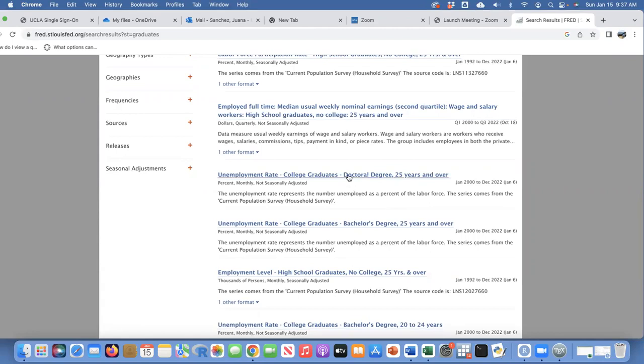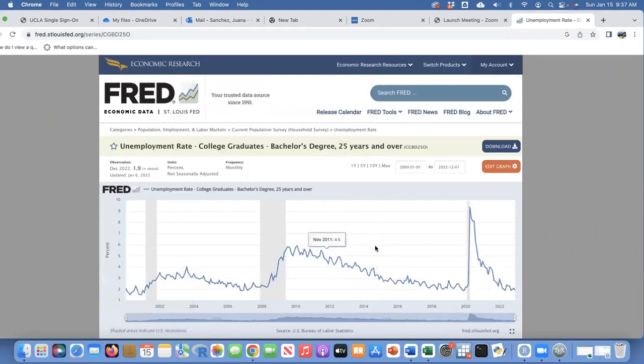So what I'm going to do is start by first plotting the bachelor's degree. As you click on the variable, FRED is going to plot it, and it's going to give you some metadata: the units of the data, whether it's not seasonally adjusted, that it's monthly data, and also the last time it was updated, January 6, 2023. And it has observations available from January 1st, 2000 to December 1st, 2022. So let's leave it like that. And I also have the code name. So I write down on a piece of paper this code name, CGBD250. This is an O, not a zero.